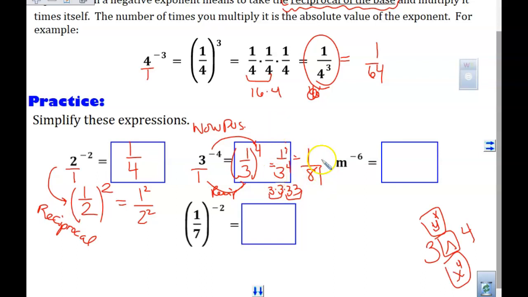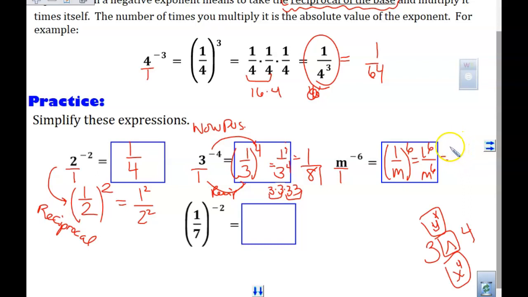So let's take a look at this next one. We have m to the negative 6 over 1. So if we are taking a look at this, Tyler, we're going to do the reciprocal. So m over 1, its reciprocal would be 1 over m. This whole thing is now to the 6th power, which means I'm going to take 1 to the 6th and m to the 6th. We love 1 to the 6th. Cameron, 1 to the 6th is 1, as 1 to any power is 1.